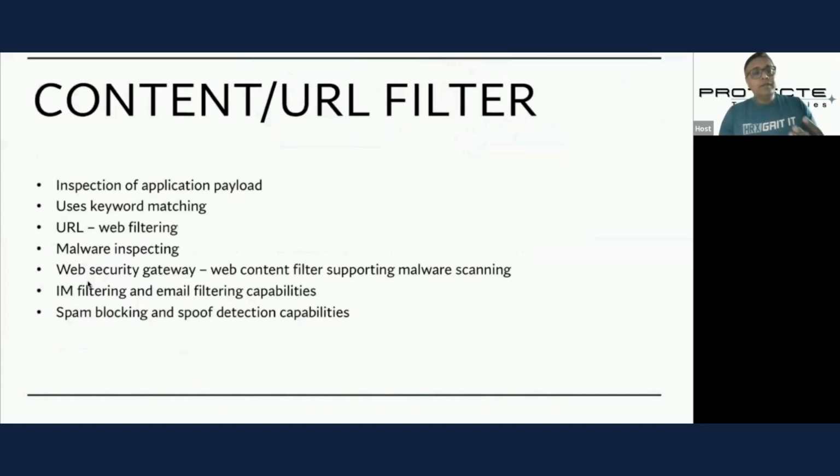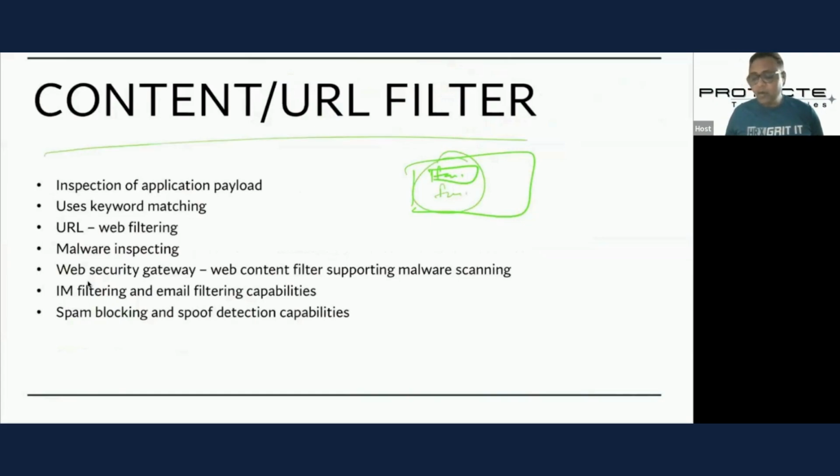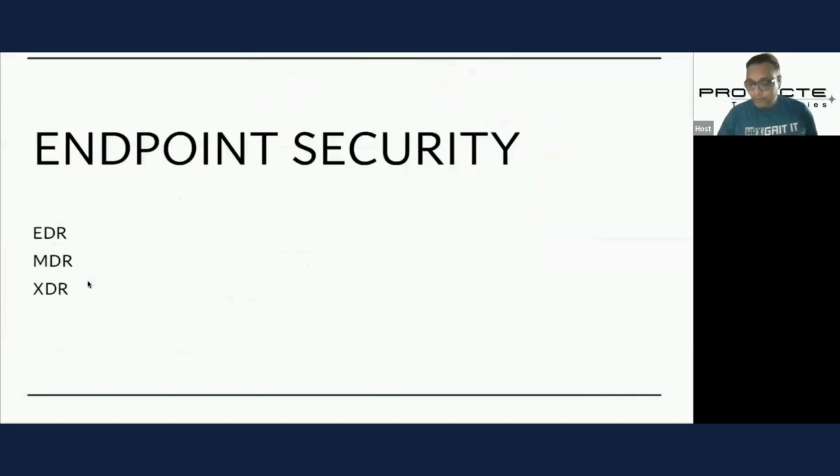Then you also have content/URL filtering. On the firewall, there's an option where you can say you don't want Facebook or Instagram to be accessed. You can implement all that on your firewalls. That is called content or URL filtering.